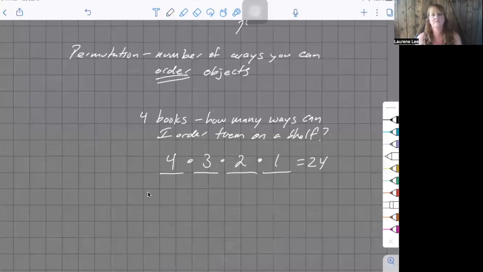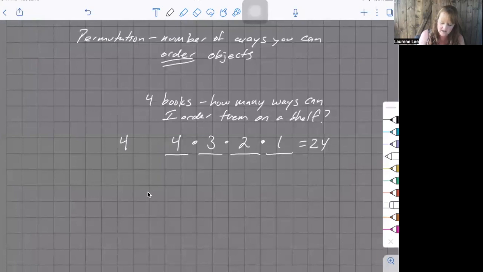In math, we have a notation for this kind of arithmetic where you're taking one number and multiplying it by all the numbers below it. It's called factorial, and we denote it with an exclamation point. So it looks like this, 4 exclamation point. And the way we say that is 4 factorial. What that means is, take that number, whatever it is, and multiply it by everything below it.